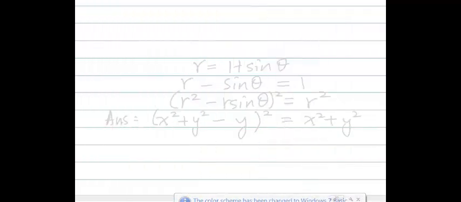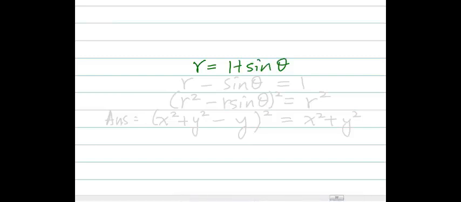We will convert the equation r equals 1 plus sine of theta into rectangular coordinates. We subtract sine of theta from both sides of the equation first. R minus sine of theta equals 1. Then we multiply the whole equation by r. We get r squared minus r sine of theta equals r.